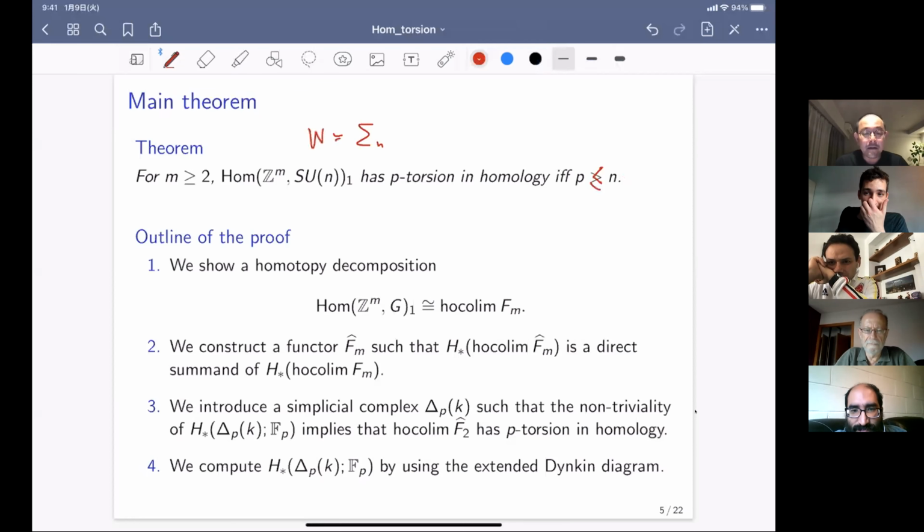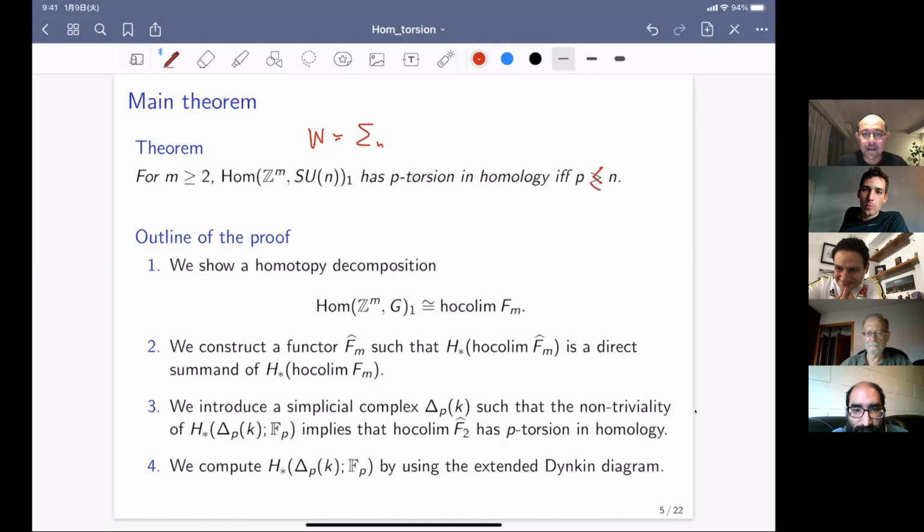Second, now we have a homotopy decomposition of our space by hocolim. So we have a way to compute its homology, the Bousfield-Kan spectral sequence, but it's really hard to compute the Bousfield-Kan spectral sequence in general. So we need to reduce the problem.